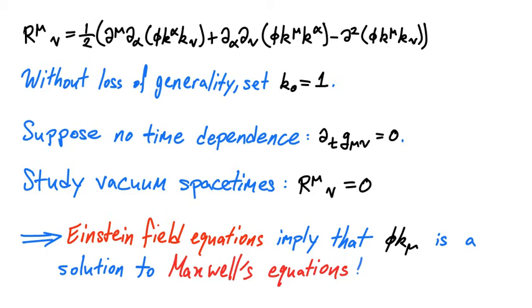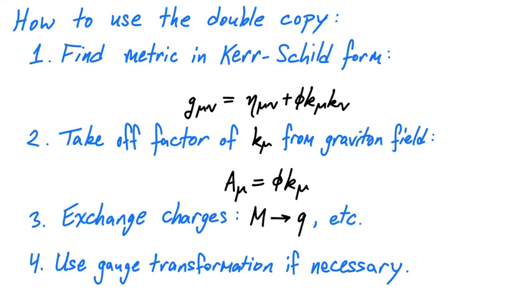Now that I've shown that demonstration, I can give a step-by-step guide on how to use the double copy to obtain the corresponding gauge field solution. Step 1 is to find a metric in Kerr-Schild form. Step 2 is to take off a factor of k mu from the graviton field. Step 3 is to exchange charges between the two theories, which for example means exchanging mass for color charge. And step 4 is to apply a gauge transformation to the gauge field if it helps with its physical interpretation.